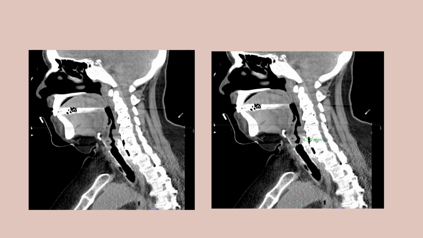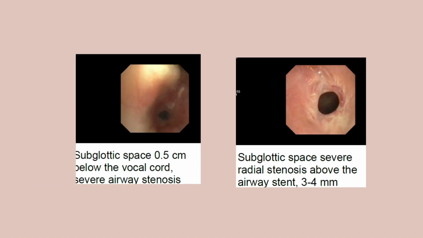But if you look at this picture more carefully, you can see that right above the stent, there is a significant stenosis. There is a significant narrowing right above the stent. The stent is no longer visible. This narrowing is only 3 to 4 millimeters at most, and it's significantly narrow. It's even narrower than before the stent was placed. The patient ended up having two stenotic areas instead of one.